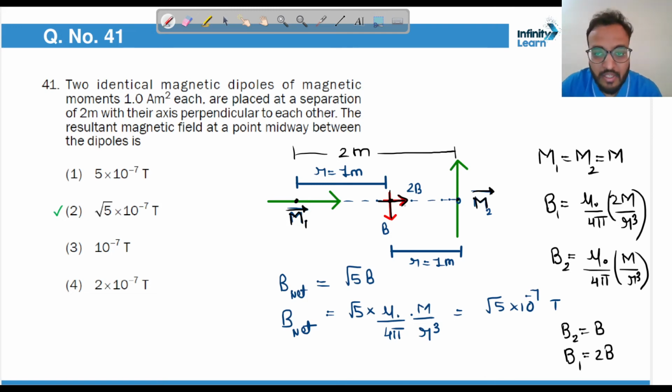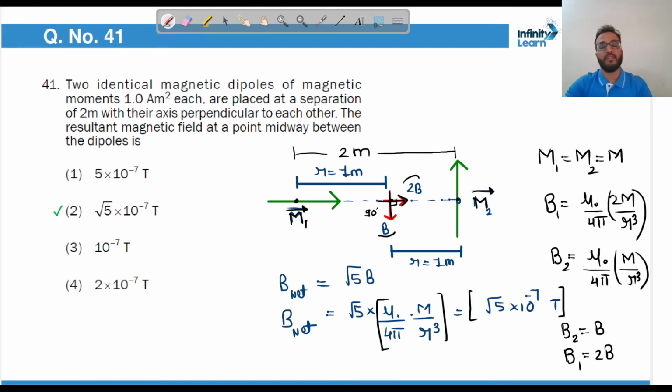Now you put the values. So B and 2B are there. Can you see it now? They are at 90 degrees, so if you add them vectorially, the answer will be root 5B. Put the value of B here, then put all the values and get your answer. Got it?